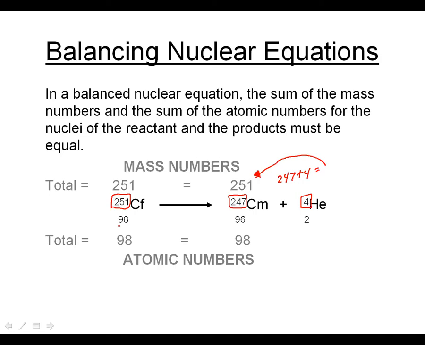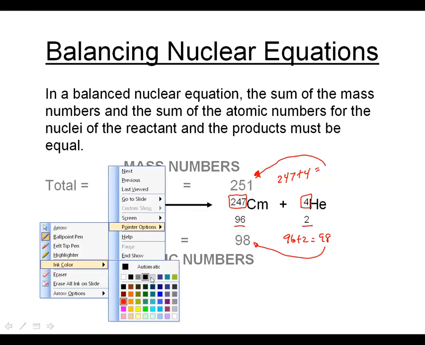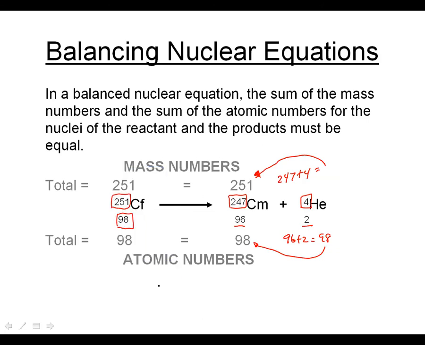We also want to make sure that our atomic number is balanced. So we have 98 on the left. We have 96 plus 2 on the right. Again, 96 plus 2 equals 98. And we're balanced in both of these ways. So this represents the balanced nuclear equation. It has the balanced mass number on the left and right, and balanced atomic numbers on the left and right.